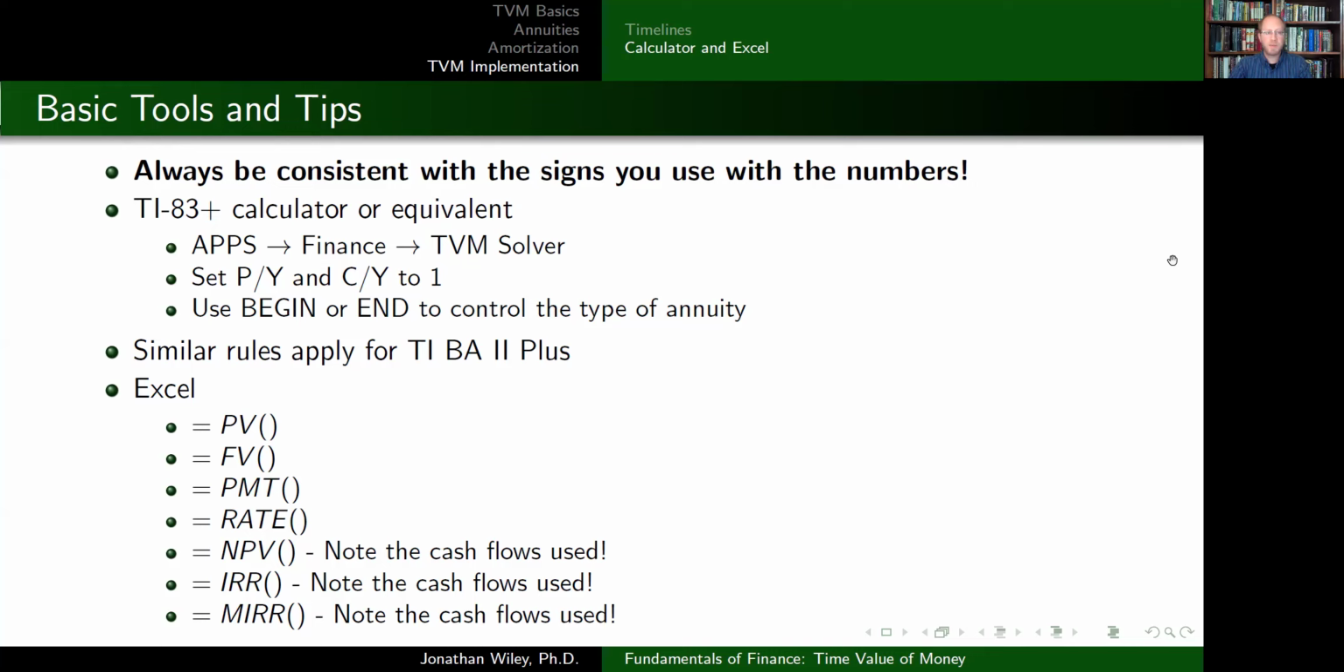And you follow the same kind of principle for MIRR as well. The MIRR also has a couple of options about a finance rate and a reinvestment rate, but I'll talk about that more in a subsequent video.